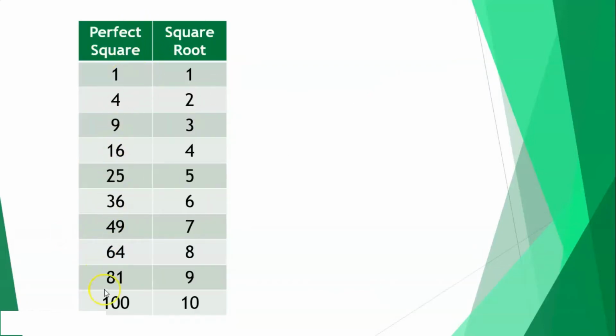Now these are perfect square numbers with their corresponding square root. Take note, when you multiply the square root by itself, you will get the perfect square numbers. Like 1 times 1, you'll get 1. 2 times 2, you'll get 4. 3 times 3, you'll get 9. 4 times 4, you'll get 16, and so on.